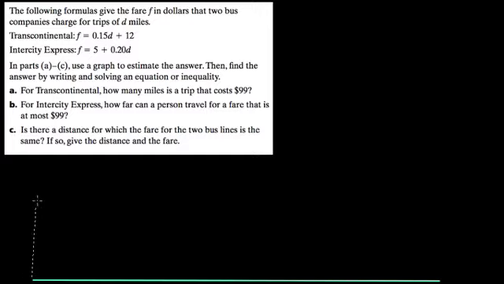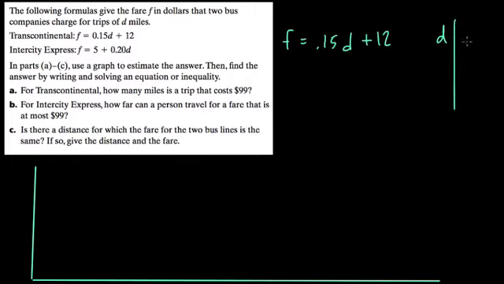So for transcontinental, we have this long x-axis here representing distance, and the y-axis representing cost. So if we set up what we know with this formula, it's 0.15 right up here: F equals 0.15 times the distance plus 12. So even a little table can show how this might work. If the distance is 0, 1, or 2, let's say, and then we do want to know what's going to happen at 99. We'll get there in a moment.